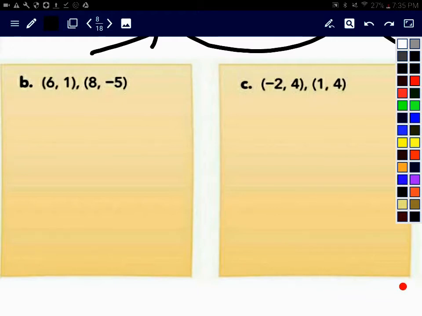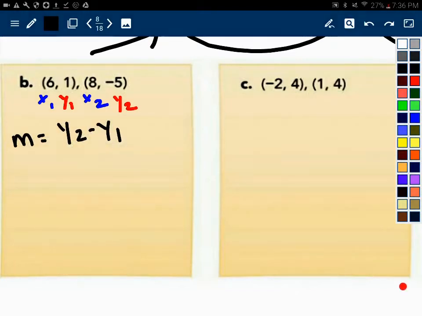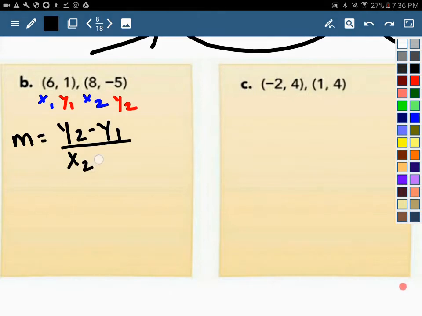First I'm going to label, then I'm going to plug in. So this is the x from the first point, x from the second point. This is the y from the first point. This is the y from the second point. M is equal to y2 minus y1 over x2 minus x1. I would highly recommend on each problem that you rewrite this formula because then it will help you commit it to memory. Now I'm going to plug in.